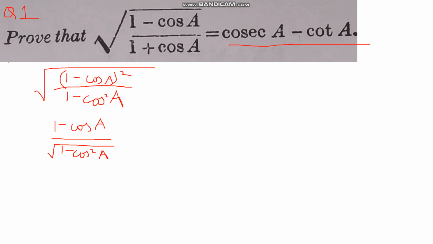And this is equal to sin square A, we all know from our basic fundamental relations. So this is equal to 1 minus cos A by sin A. A is the angle, let's say, instead of theta. This is sin A.